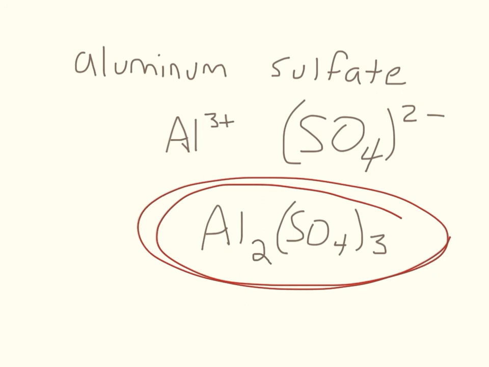That says that I've got 2 aluminum ions. I have 3 sulfate ions. There's the 3. And sulfate is SO4. It's a polyatomic ion. Okay, this is neutral. In this formula, there are no superscripts, only subscripts. Okay?